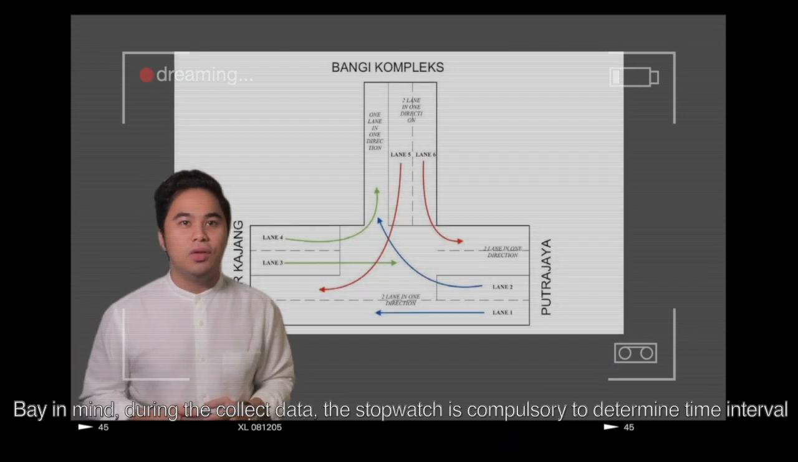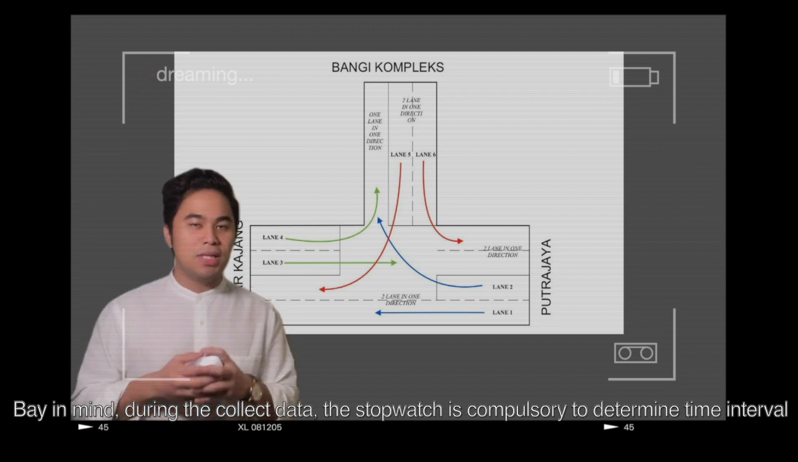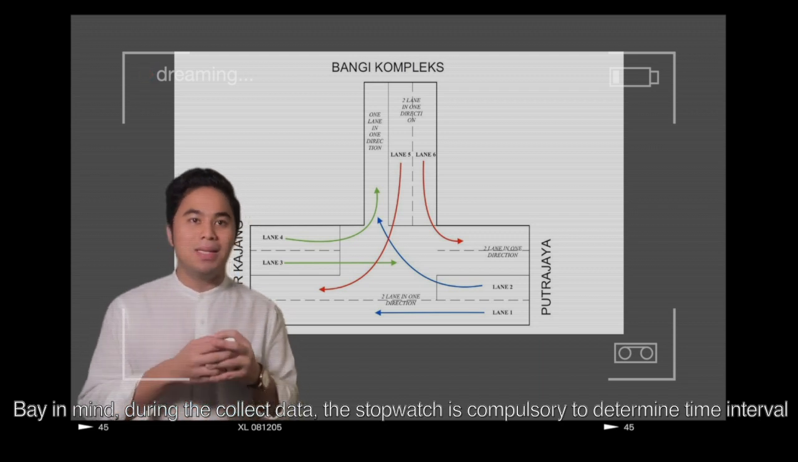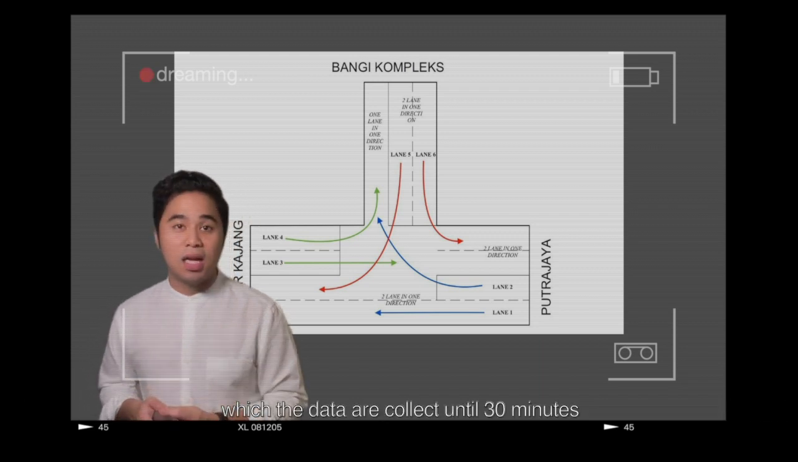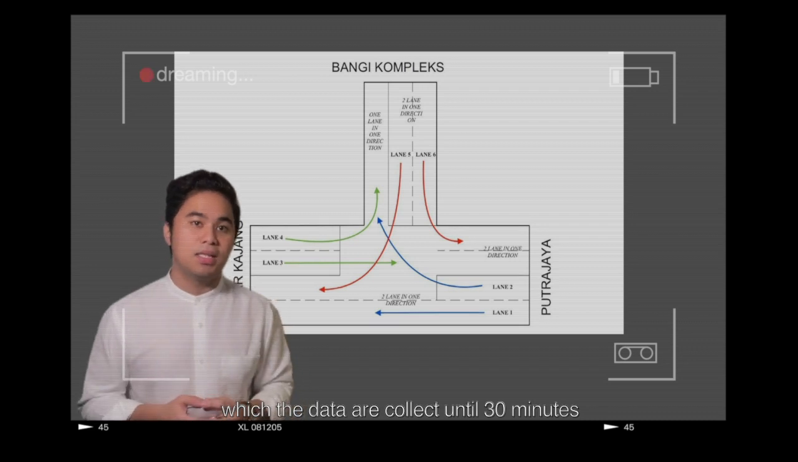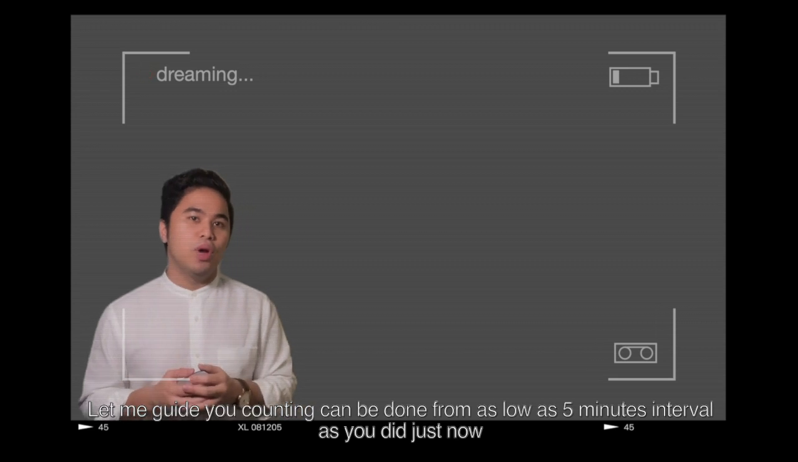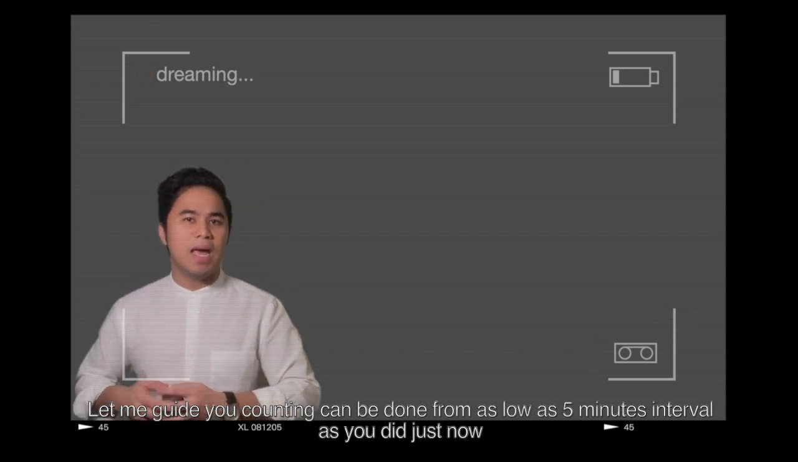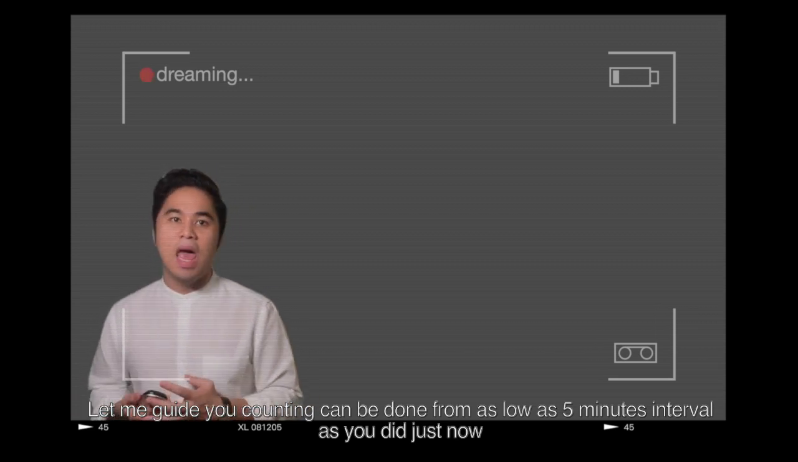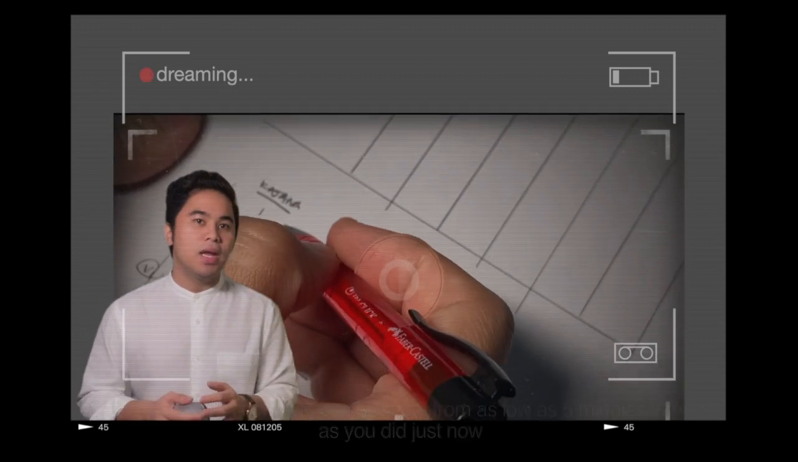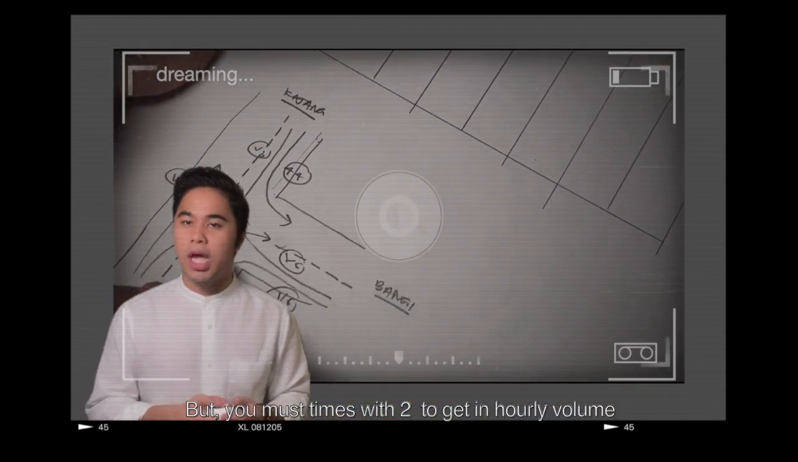But keep in mind, during data collection, the stopwatch is compulsory to determine the time interval, where the data are collected for 30 minutes. You got data for 5 minutes. That counting can be done from as low as a 5 minute interval, as you did just now. But you must multiply by 2 to get an hourly volume.